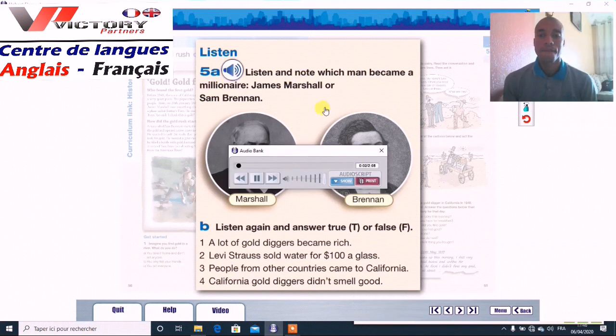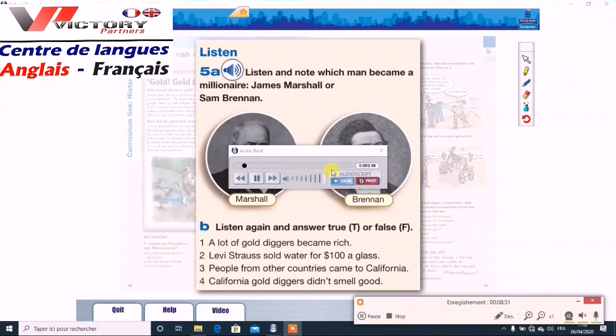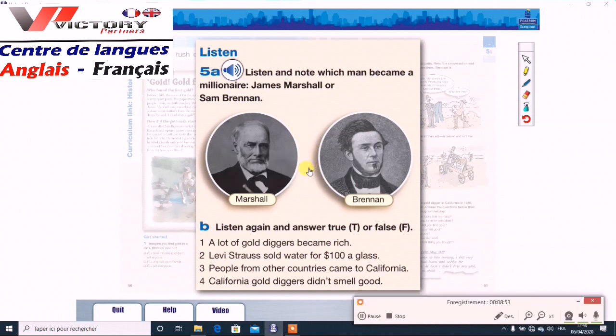Exercise 5A. Listen and note which man became a millionaire, James Marshall or Sam Brennan.